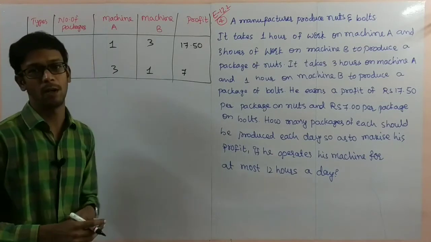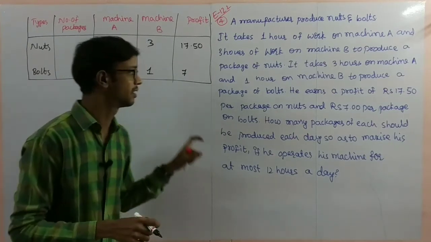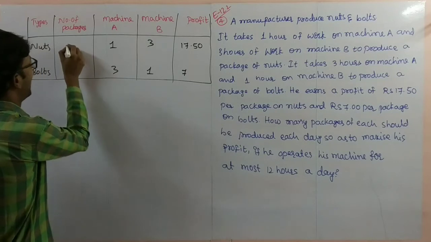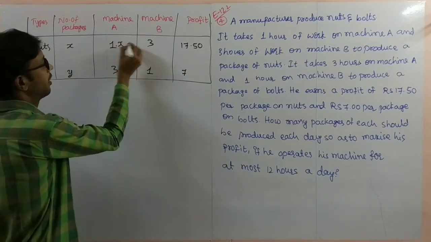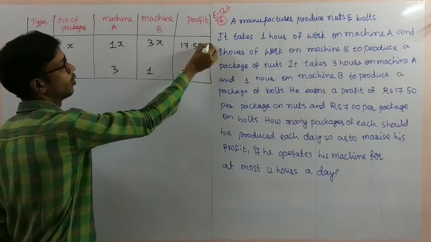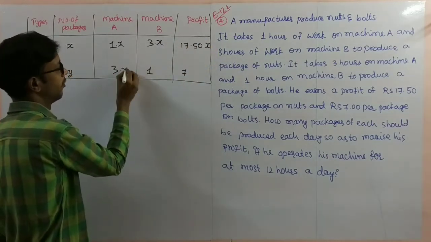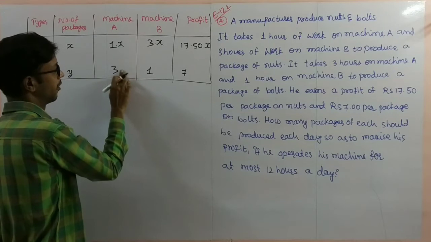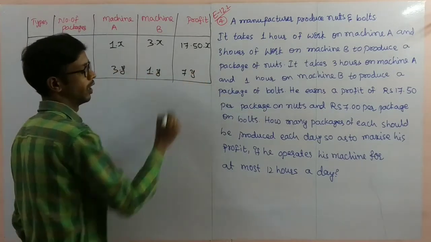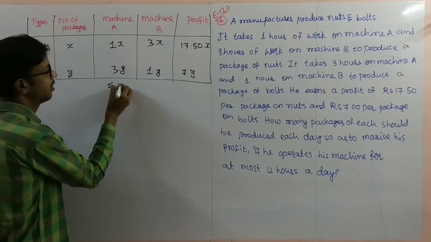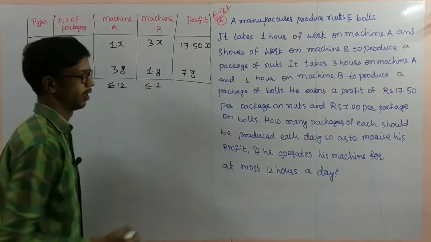Only one package purpose this total. One package purpose they are giving this matter. I'll take X packages of nuts, Y packages of bolts. So into X, into X, into X, into X, Y. Here Y number taking, so Y you have to multiply into Y. And the restriction is 12 hours.